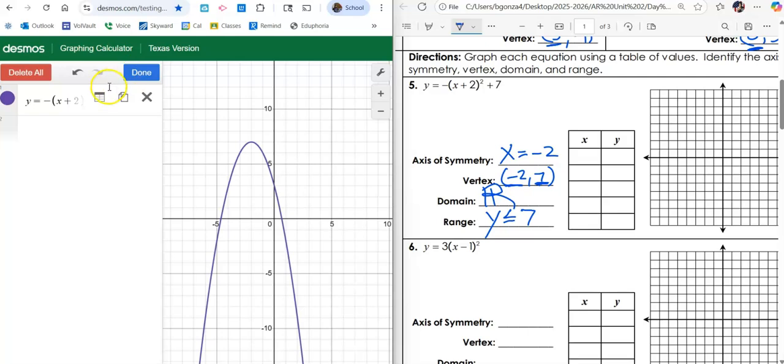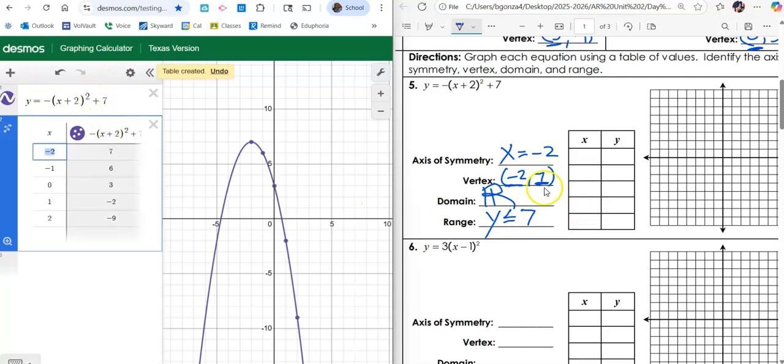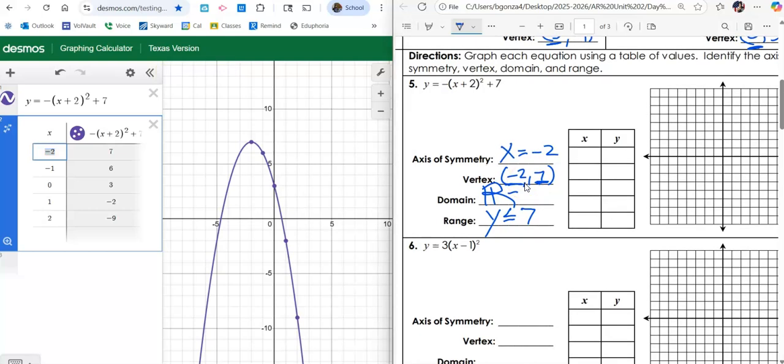Ready? Click that gear. Click that table. Now, it's a weird R. It means all real numbers. It goes forever to the left and forever to the right. Like I put two lines and then an R, like I have an R with an extra line.